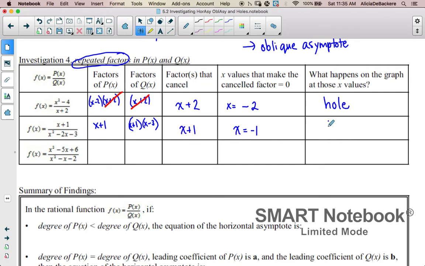And again, that's because if you were to plug -1 into the numerator, you would get 0, and into the denominator, you get 0 times -4. Well, that's just 0. So 0 divided by 0, that again is undefined.